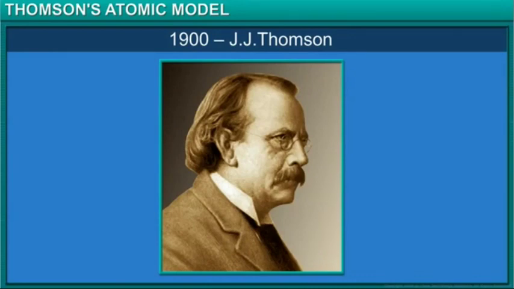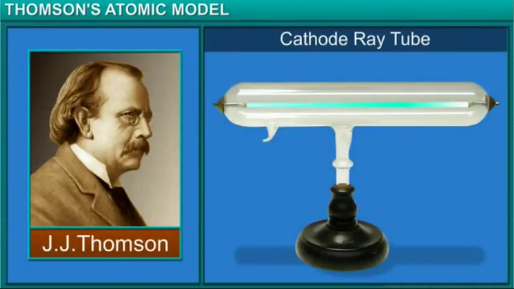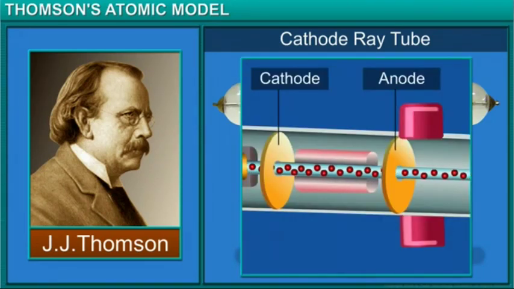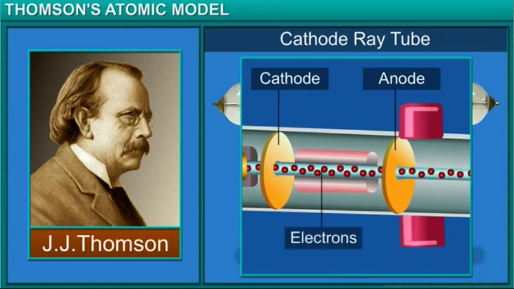Around the year 1900, J. J. Thomson conducted experiments on the beams of particles inside a glass tube called a cathode ray tube. He found that the particles were attracted to the positive terminal of the tube. Thomson concluded that the particles must be negatively charged and called these particles electrons. An electron has a negligible mass and has a charge of -1.